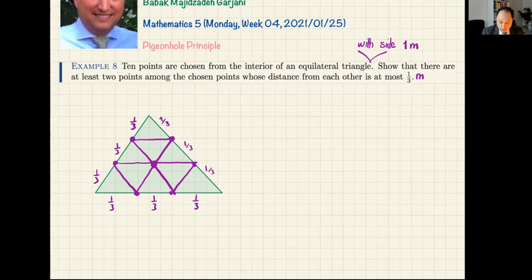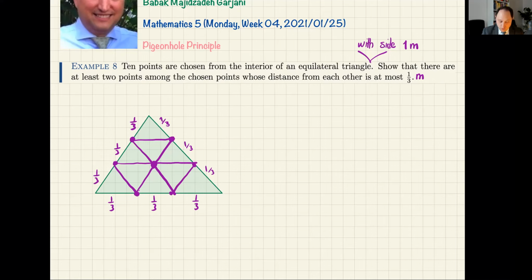Okay, now how many triangles do you see? I have 1, 2, 3, 4, 5, 6, 7, 8, and 9. Yeah, that's exactly the case. And I have 10 points. So these 10 points are playing the role of the pigeons. These 9 partitions are playing the role of the pigeonholes. And I choose 10 points. So it means that at least one of these partitions, which one I don't know, will receive 2 or more points.